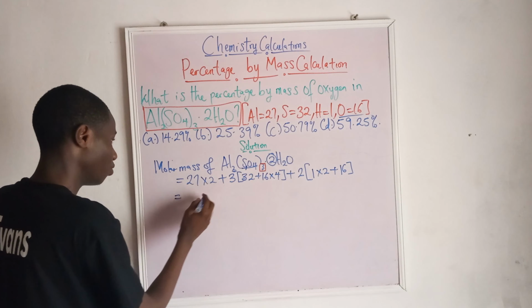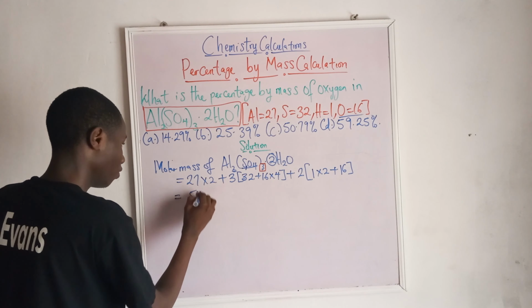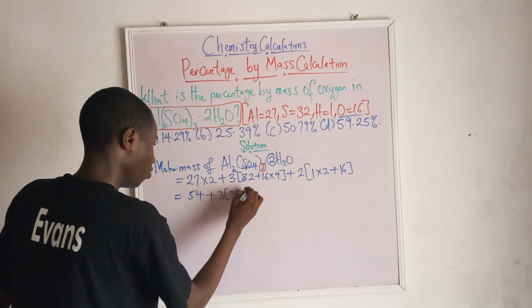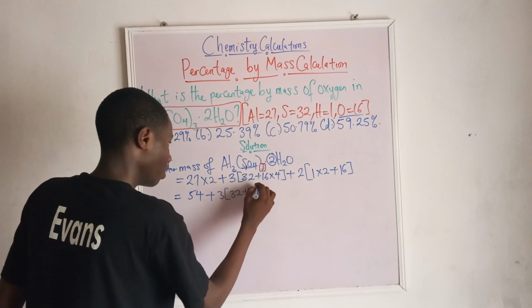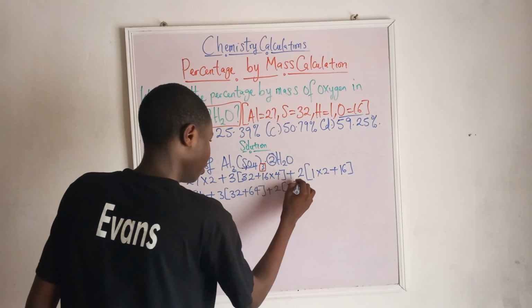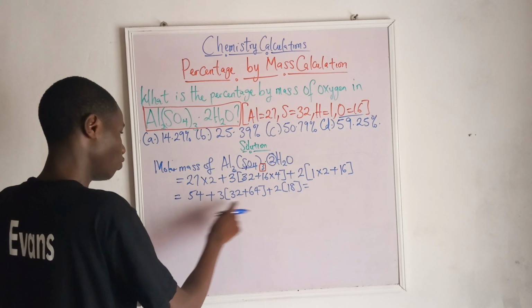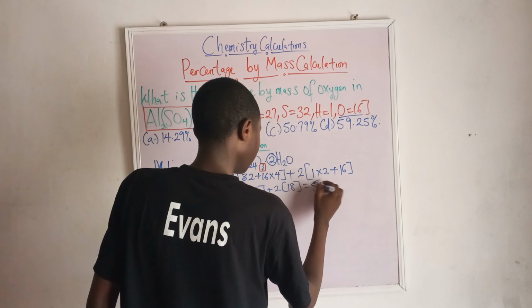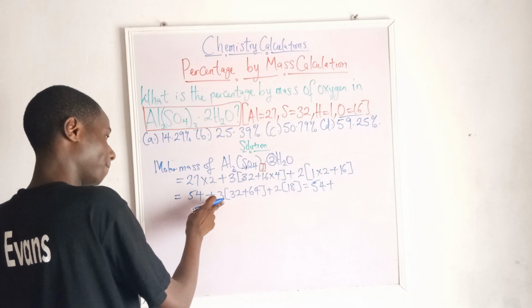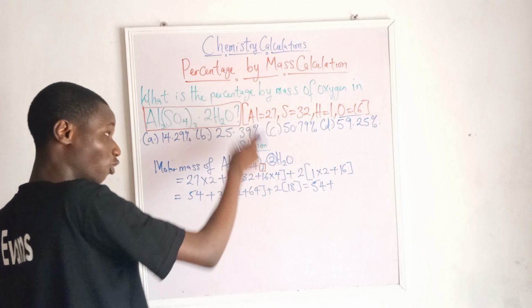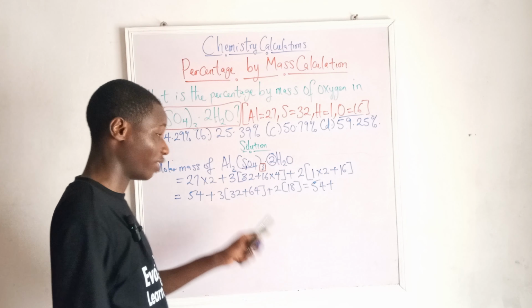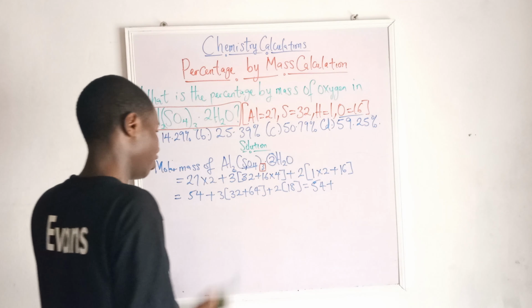So 27 times 2, that is 54, plus 3 into 32 plus 64, plus 2 into 18. So let's quickly finish up. 54 plus then 3 into this one now. Although you don't need to follow all this process, you can just do everything at once, but because I'm just teaching you, that's why I follow all these steps.